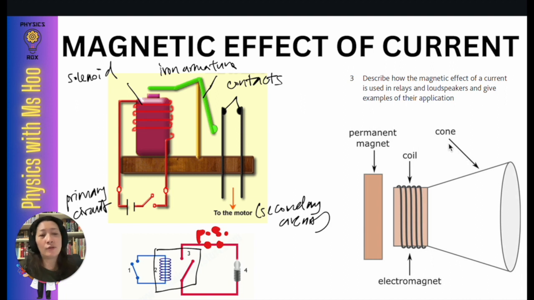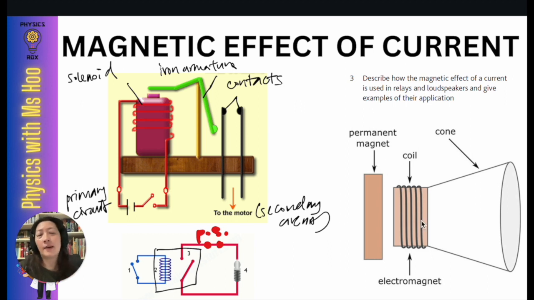So briefly, you need to know how loudspeakers make use of the magnetic effect of currents to work. Normally within the loudspeaker, there is a paper cone. It's usually made out of paper or some other material that's very thin and light so that it can move easily. There is a permanent magnet where there's the fixed north and south pole.